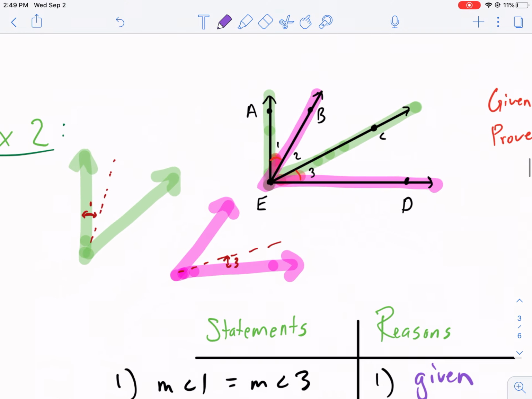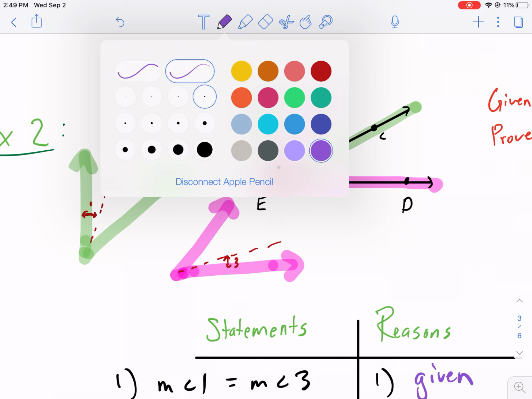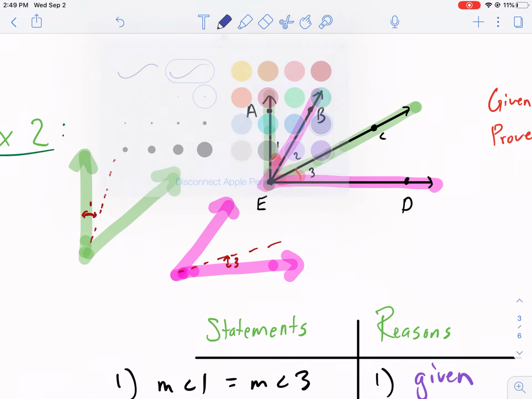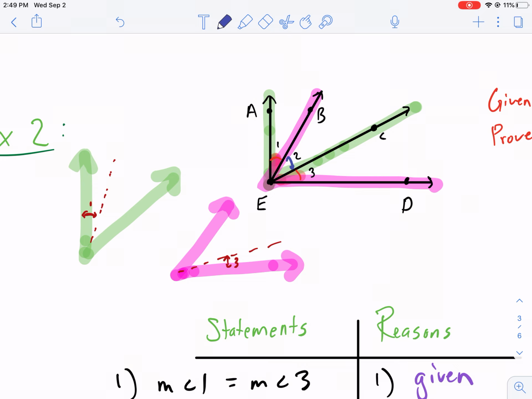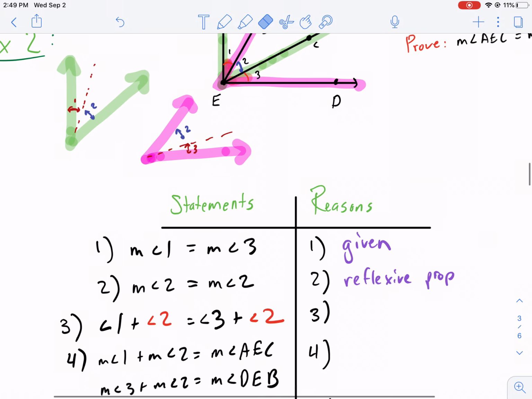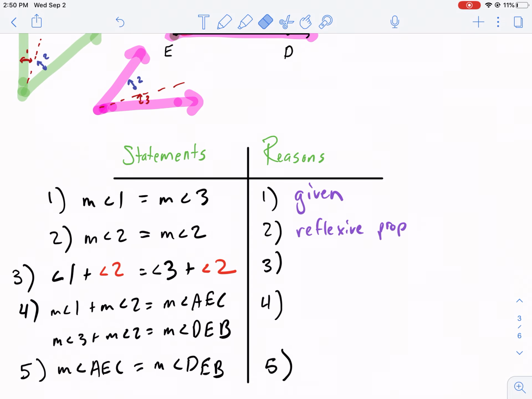Well, we need to say that because angle 2 belongs to both parts here. So angle 2 is here. Angle 2 belongs to this green angle, and it belongs to that green angle. See, he's in two different places. Because he's in two different places, we have to say those two angles are equal to each other. Otherwise, we might think this angle 2 is different than angle 2. No, they're the same. Even though they're in two different angles, they're the same, and that's why the reflexive property is needed. It's kind of a really minor thing, but it's still important.